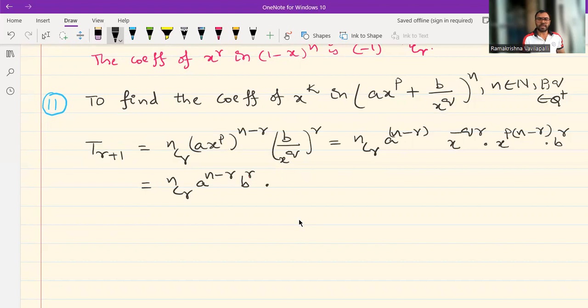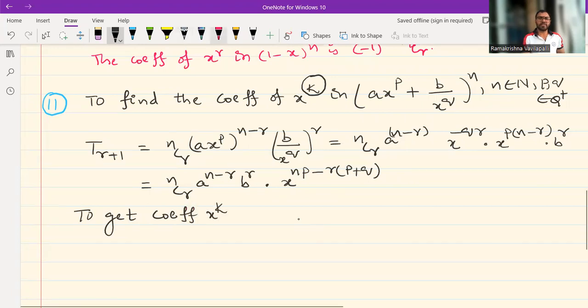into what is the total x power. The x power here is np minus r into (p plus q). We want the coefficient of x power k. So to get the coefficient of x power k, this power must be equal to k.